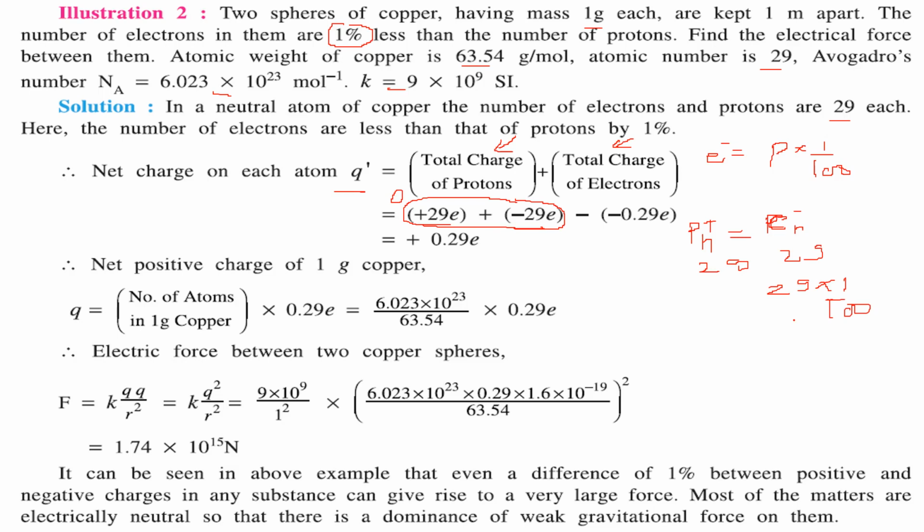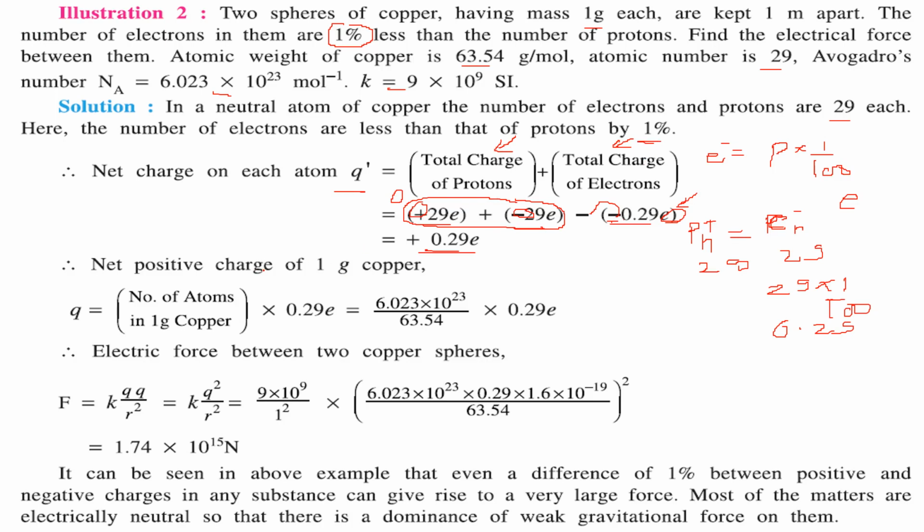But what is the difference? The difference is, 29 is the number of protons, and we are taking 1 by 100 of this, 1%. So this will be 0.29. So we have to subtract this 0.29 electron. I am not taking E as electron, it is a charge, because we have already taken plus and minus signs. So this is negative, the number of electrons, which is 1 by 100 of this charge. Because minus of minus becomes plus, this is 0.29 E, just 1% of this as given in the question.